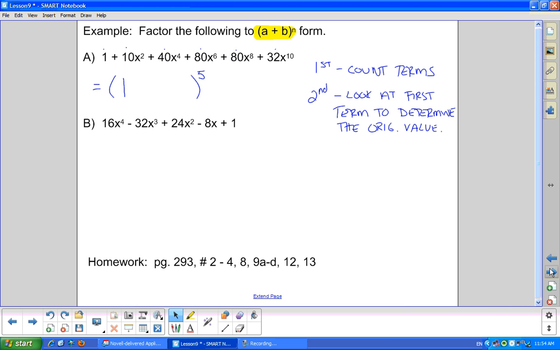Now, the other thing that I see right away is that it's adding all the way through. So that means that it must be a plus sign here. Determine sign.